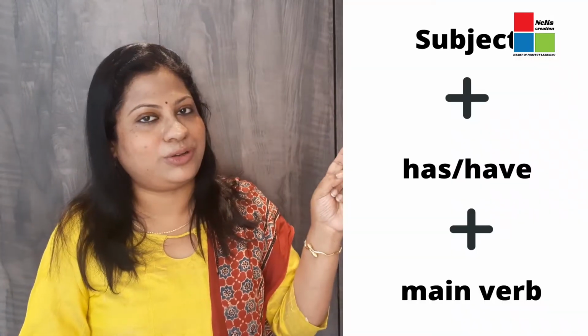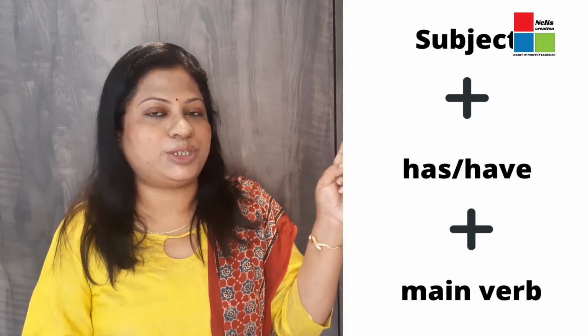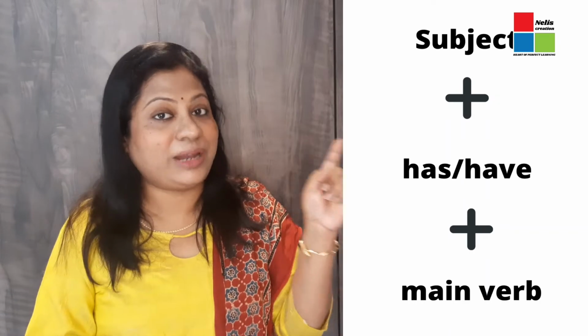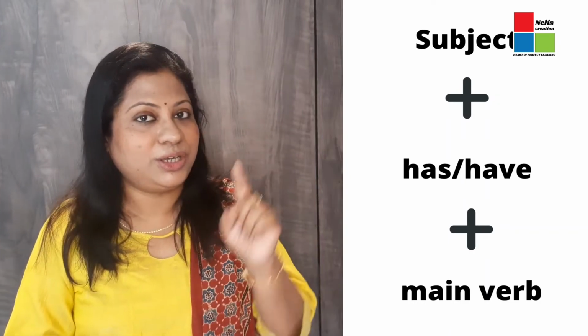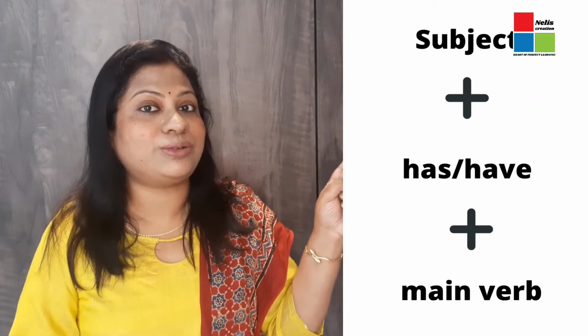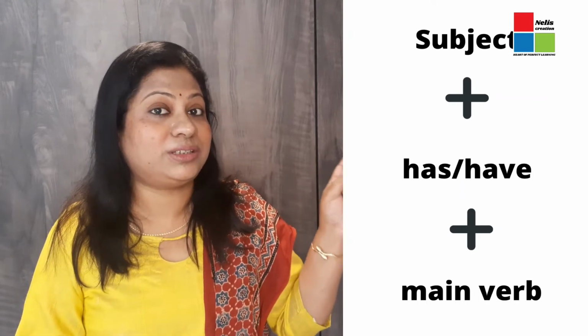So let's look at the structure once again. It's subject plus have. Of course, you know that when the subject is plural, you need to use a have. And when the subject is singular, you need to use a has. Now, what about the verb or the third form of the verb? Now, in order to understand the third form of the verb, let's have a closer look at it.